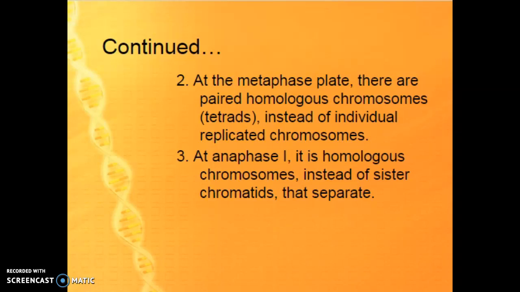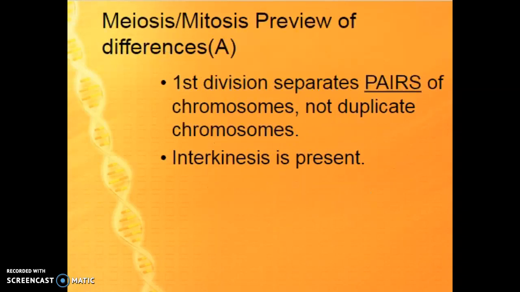At the metaphase plate, again, remember in meiosis 1, there are paired homologous chromosomes, which we call tetrads, instead of individual replicated chromosomes. So we've got twice the DNA. And then at anaphase 1, the homologous chromosomes, instead of the sister chromatids, separate. So same thing, just more DNA.